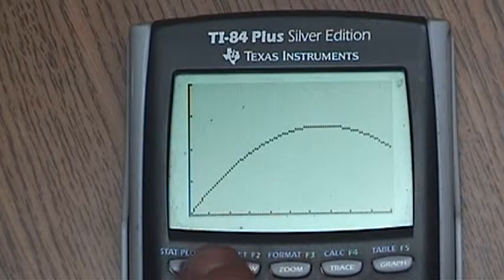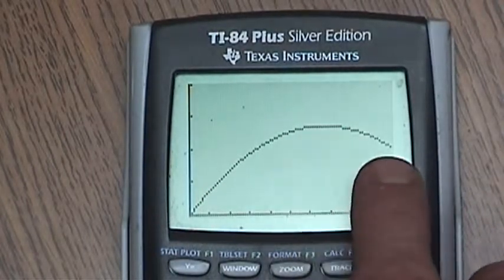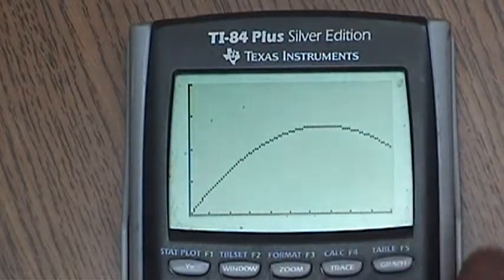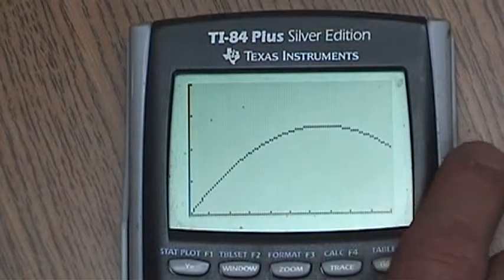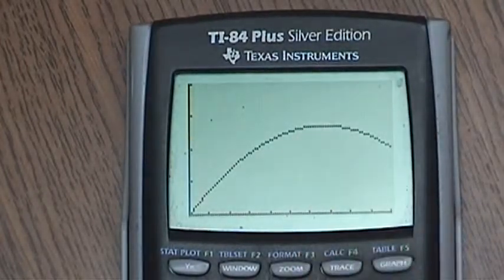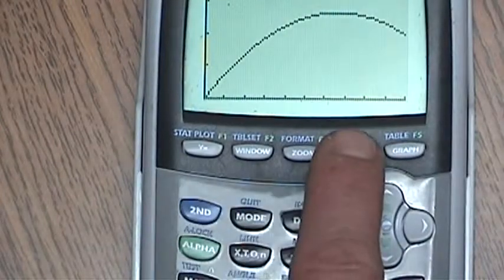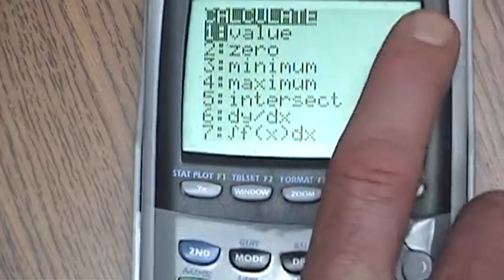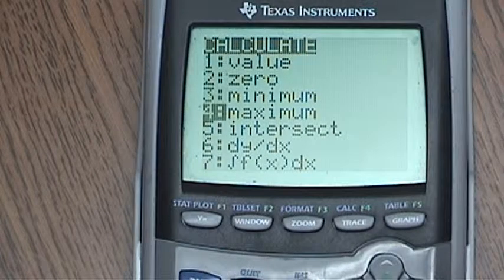When the revenue function is increasing, demand is elastic, and when it's decreasing, which it is over here, demand is inelastic. So I can actually use the calculator to do everything here. What I really need is the x-coordinate where everything changes. The easy way to find that on the calculator is to hit second trace to get the calc menu, and I can find the maximum value of the revenue function.